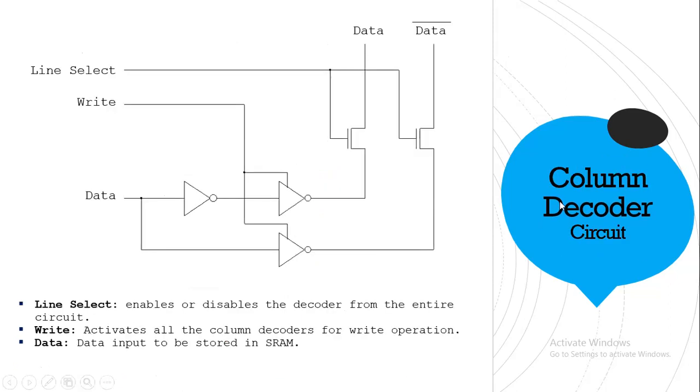So this is pretty self-explanatory. Now the column decoder, this circuit is the column decoder. Here you have seen there are 2 MOSFETs, one for data line, another for data bar line. So there is a line select, there is one write, there is one data. There are 2, 3, one tri-state. These are called tri-state NOT gates.